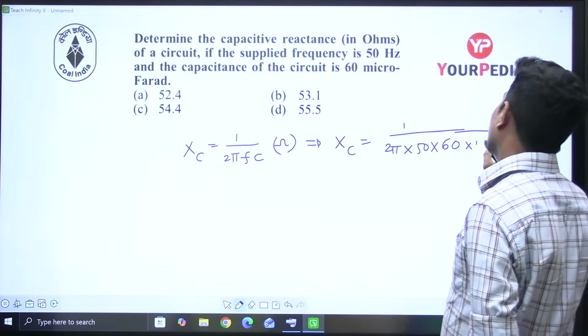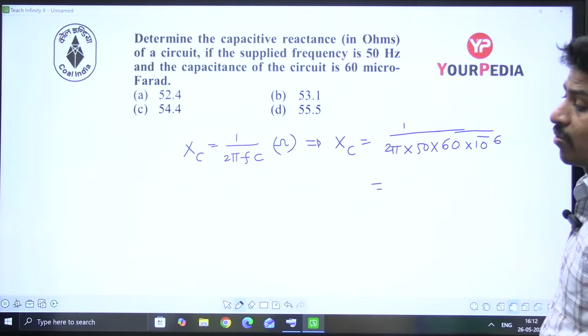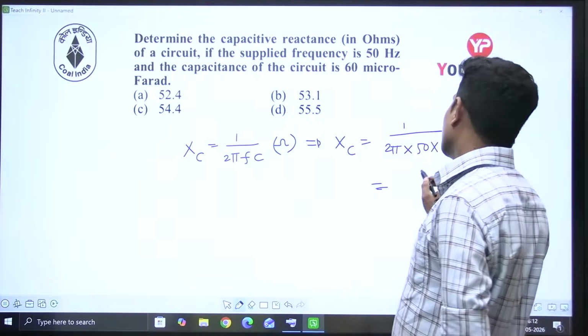So you know one thing, sir, this was simple. Why did you take this question? Calculation speed is also very important in the examination. You must be good at calculation.